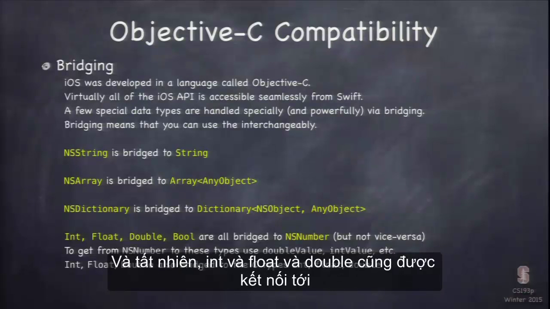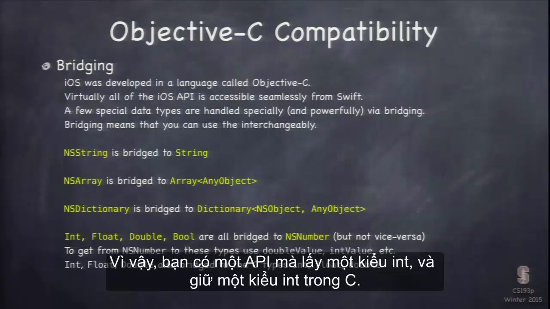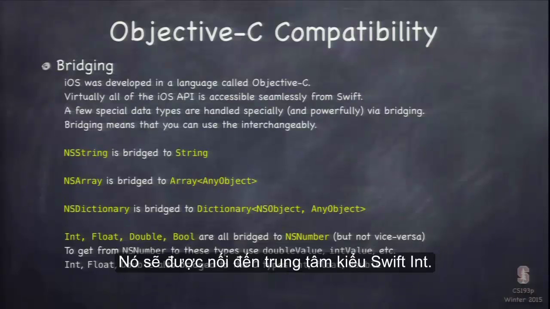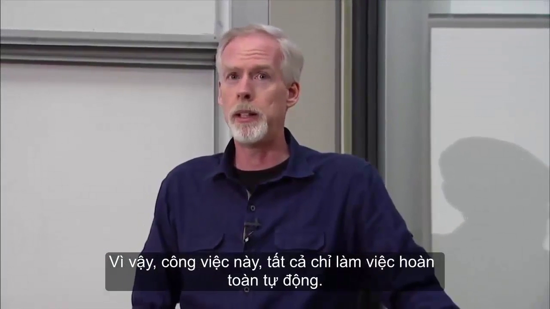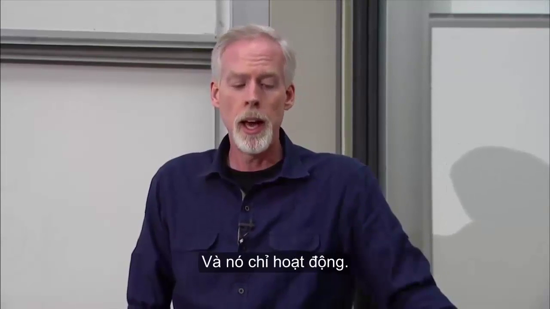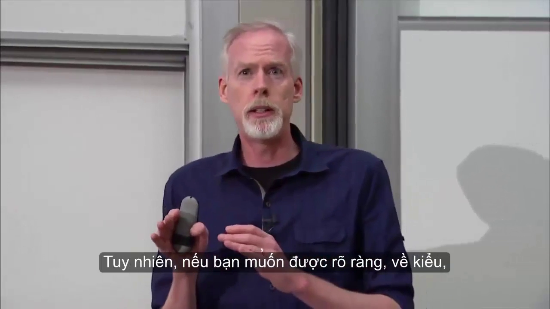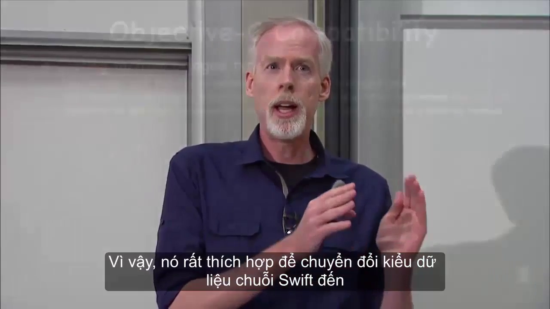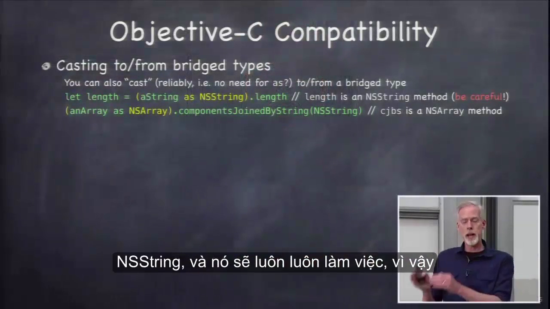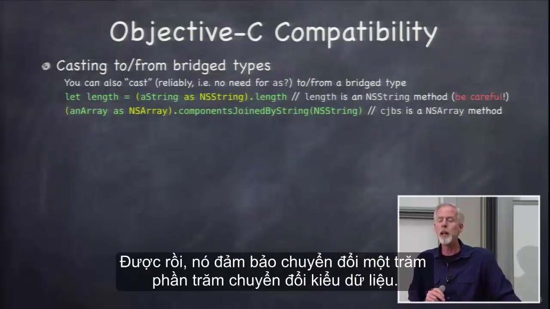And of course, Int and Float and Double are also bridged to the C types, int, float, and double. So if you had an API that takes an int, a C int, it'll be bridged to take the capital I Swift Int. So this stuff all just works completely automatically, and you don't have to do anything. However, if you want to be explicit about the type, you can cast. Okay, so it is perfectly legal to cast a Swift String to an NSString, and it will always work, so you don't need as question mark. Okay, it's all 100% guaranteed cast.